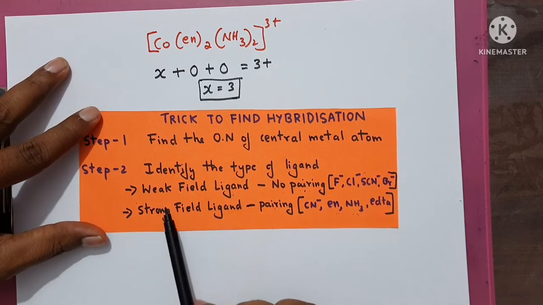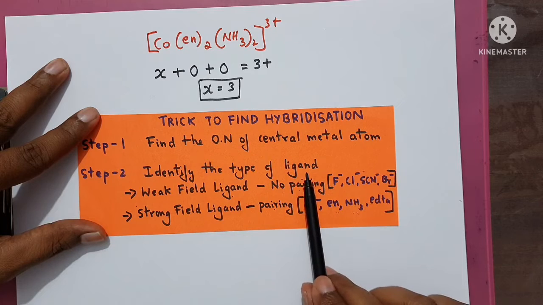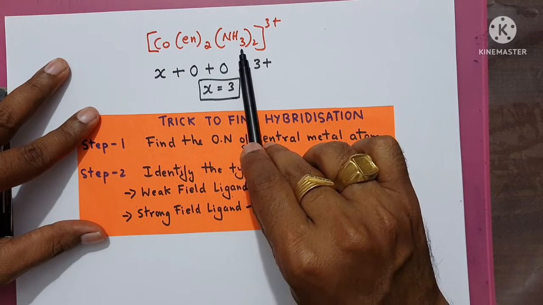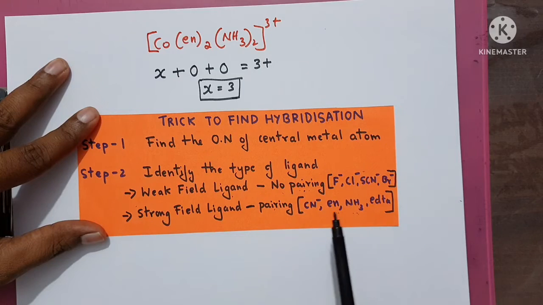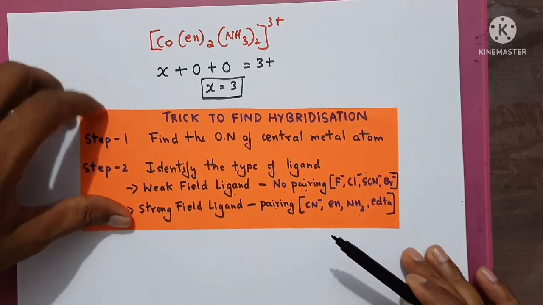In step number 2, identify the type of ligand. You can observe that the ligands here, NH3 and en, are strong ligands. Can you see, children? Yes, it is a strong field ligand. Therefore, the pairing of electrons takes place. Let me go further.